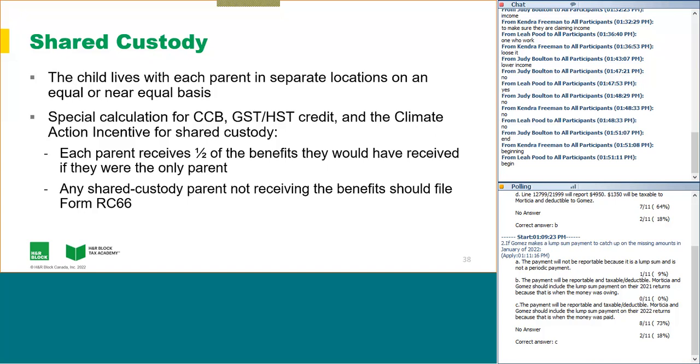So we don't always get everyone the maximum benefits if it's going to make things worse for their actual life. But many times they do want to get the CCB and they know that the other person's going to have to pay it back, and they'll work that out. We can help them file an RC66.